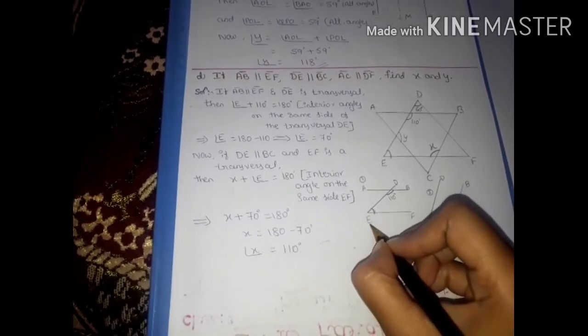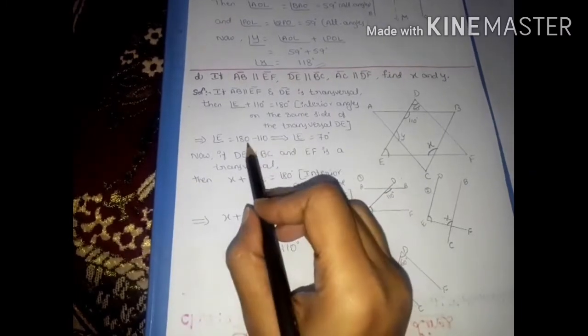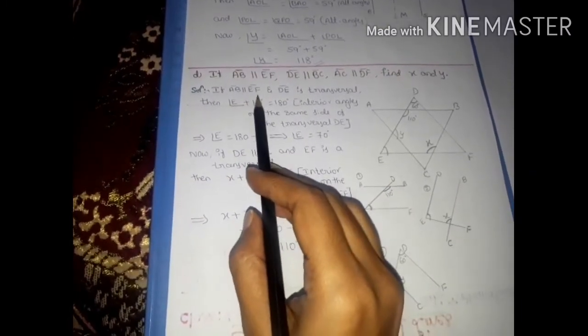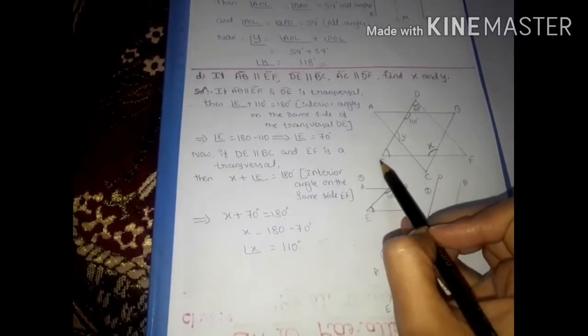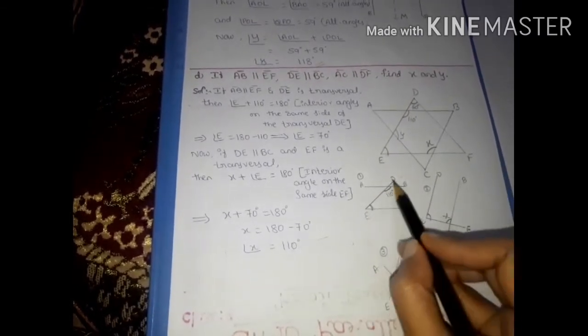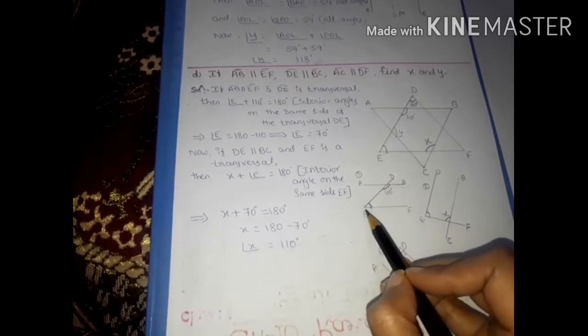110 degree plus angle E always equals 180 degree. Then you can find angle E. Angle E is equal to 70 degree. So we have written here: AB is parallel to EF. Consider AB is parallel to EF and DE acts as a transversal. In the first figure, I have drawn only AB parallel to EF and DE as a transversal.